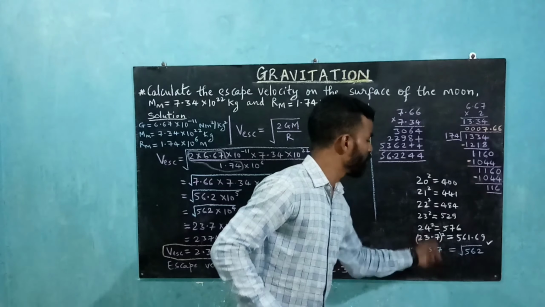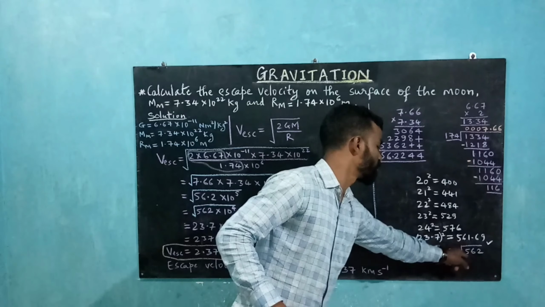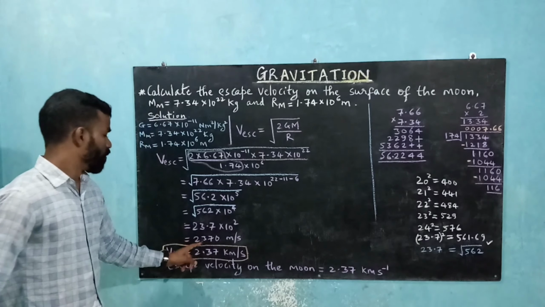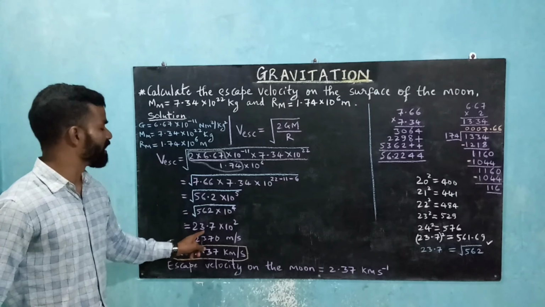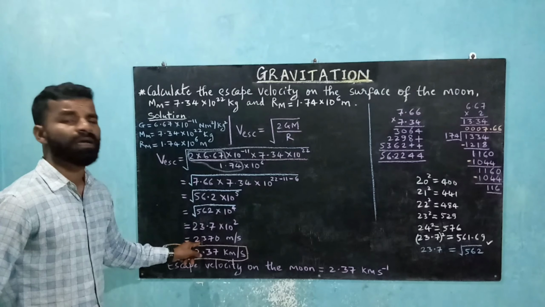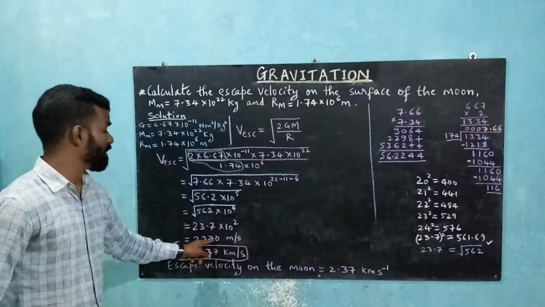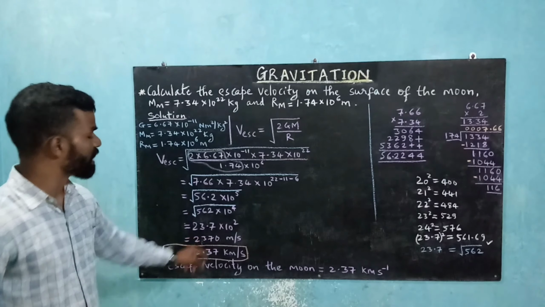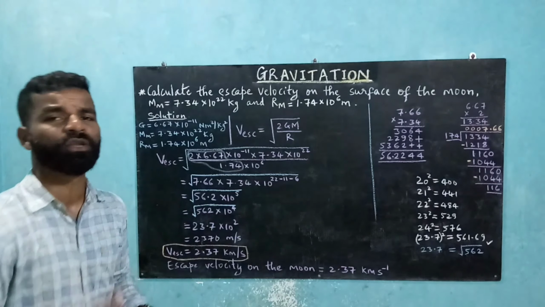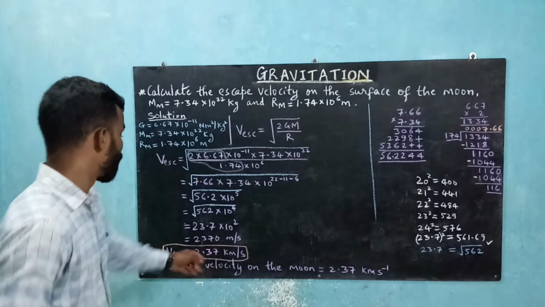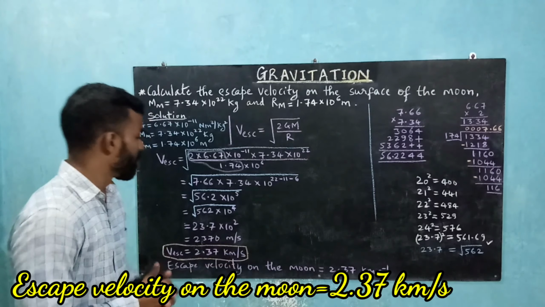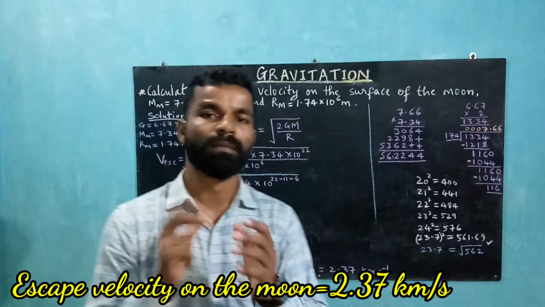So this square can be taken to the other side as square root. The square root of 562 is 23.7. So you are getting your answer as 23.7 into 10 raised to 2. Then you can multiply this, and you get 2370. Escape velocity equals 2370 meter per second. Now if you want to convert it to kilometer, divide by 1000. So you are getting escape velocity equal to 2.37 kilometer per second on the surface of the moon.